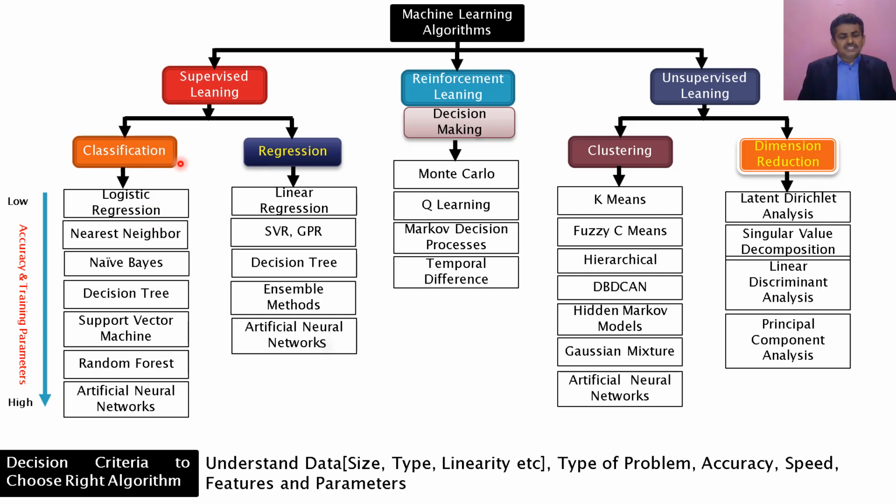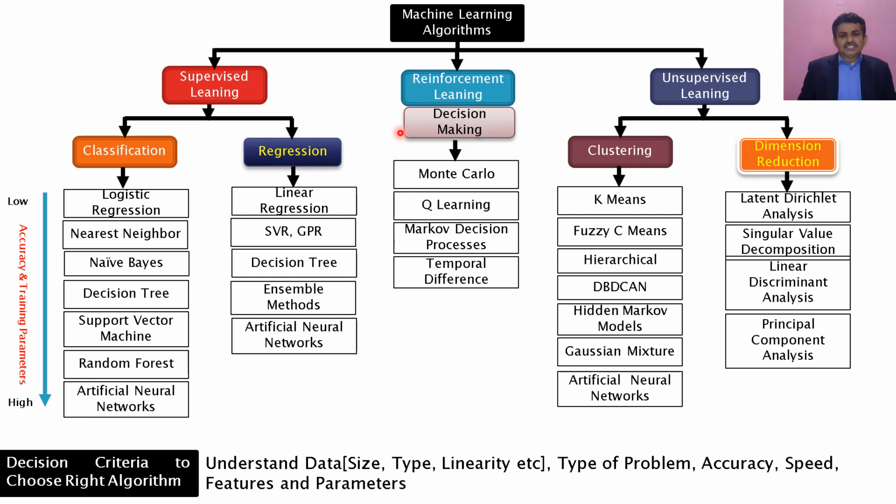After classification, next is regression. In regression, we start from linear regression. In linear regression, we represent data through a line. The next is support vector regression and Gaussian process regression. These also work on the principle of regression. Then we can use decision tree, ensemble methods, and artificial neural networks for regression problems.